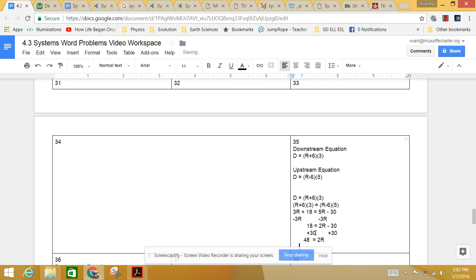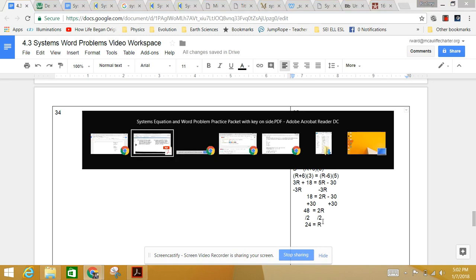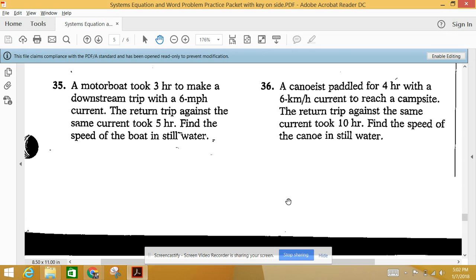I'm going to divide both sides by 2 because both sides are twice as big as they need to be. And I'm trying to get rid of multiplication times 2. So divide by 2, divide by 2. And I get 48 divided by 2 is 24 equals r. So my rate in still water is 24 miles per hour in this case.